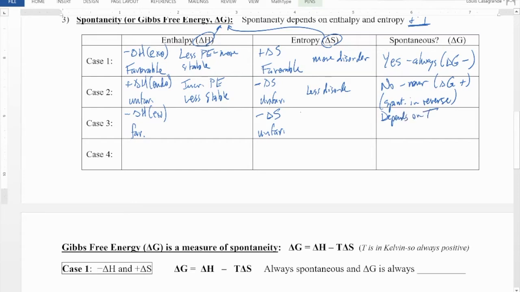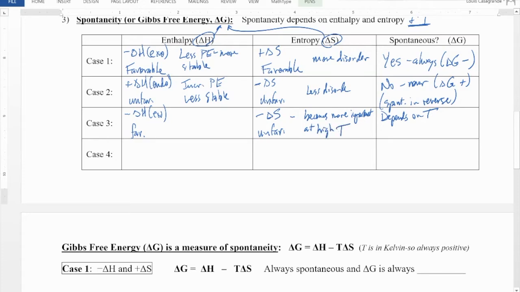The delta S term becomes more important at high temperature.